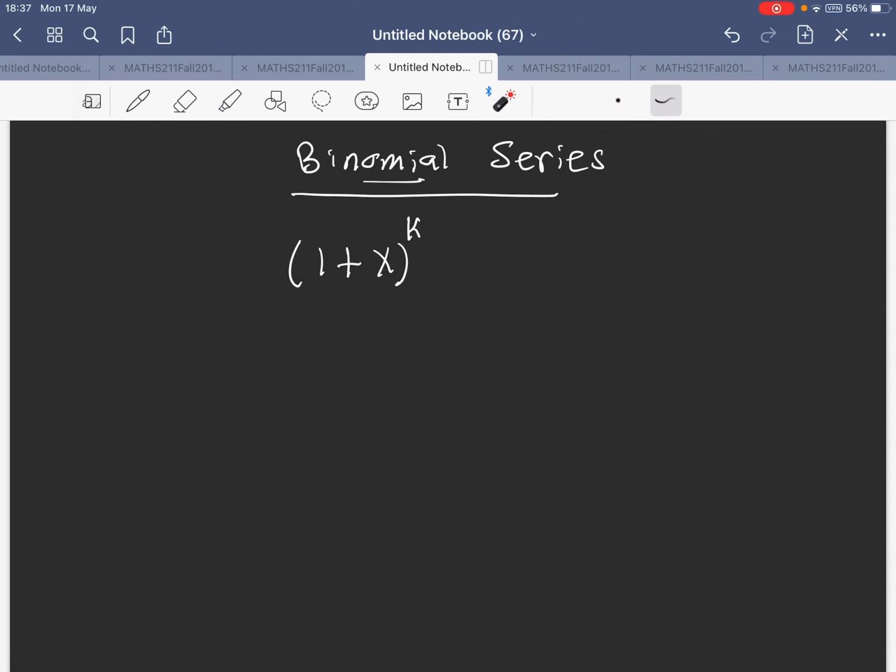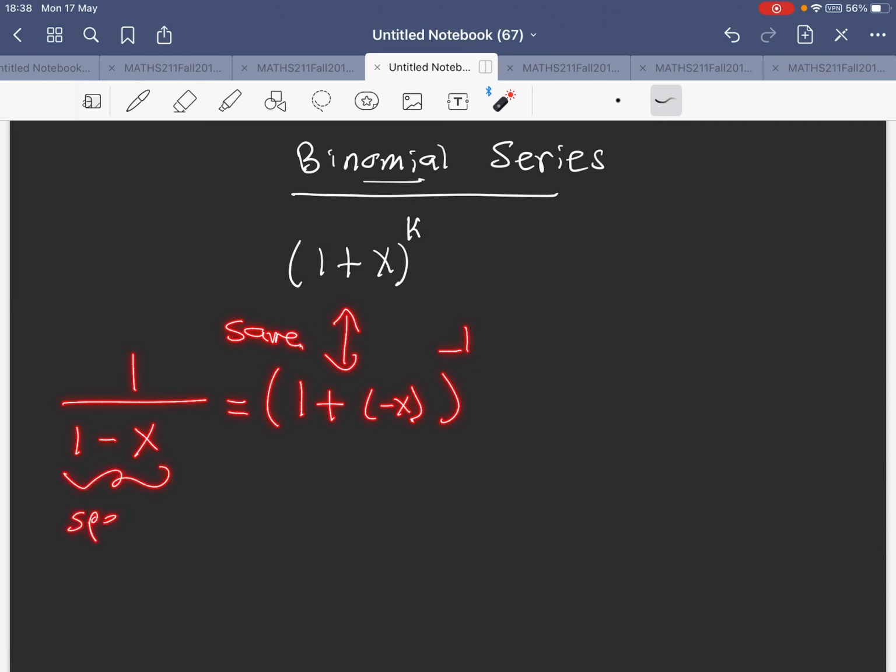And what is the binomial series? It's a series of this form: 1 plus x to a power of any number. We have seen something similar to this from the geometric series. Do you remember this one? It is the same as 1 plus negative x to the negative 1. So they are of the same kind. What we have seen before was just a special case of what we will see today.